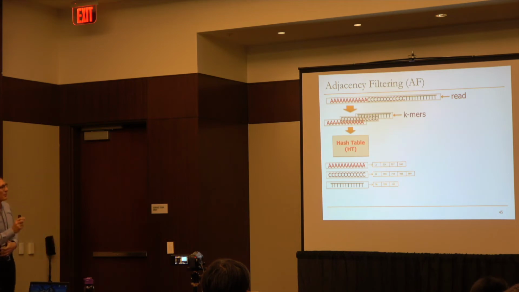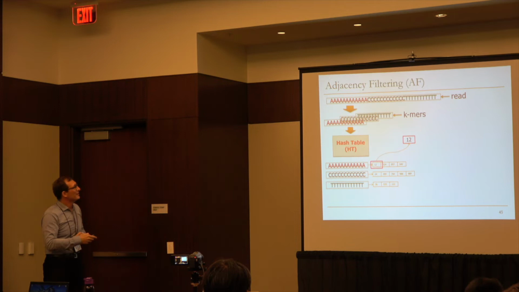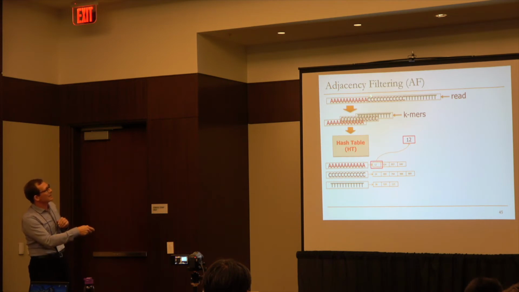I'll give you an example of this very quickly without the errors. Errors complicate the process, you need to handle that. Okay, so let's take a look at this read of all A's. We chop the read into three k-mers, and we get all A's. We first look at the location list of A, and we see 12.